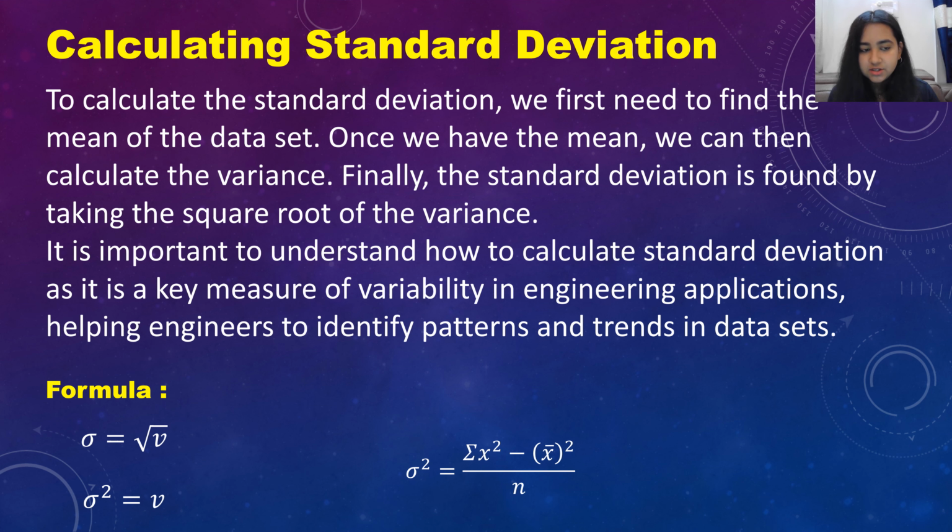How to calculate standard deviation? To calculate standard deviation, we first need to find the mean of the data set. Once we have the mean, we can then calculate the variance. Finally, the standard deviation is found by taking the square root of the variance. That is, first we find the mean and then the variance, and then we take the square root of the variance to find the standard deviation. It is important to understand how to calculate standard deviation as it is the key measure of variability in engineering applications, helping engineers to identify patterns and trends in data. This is the formula.